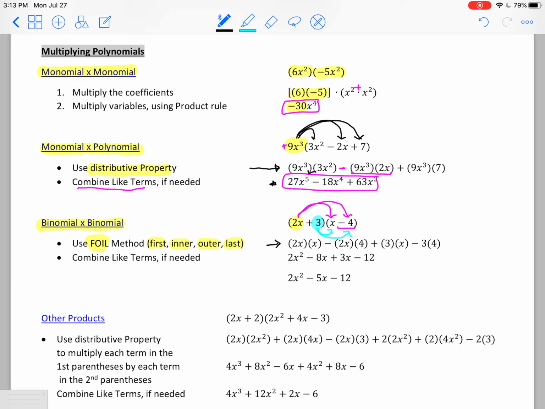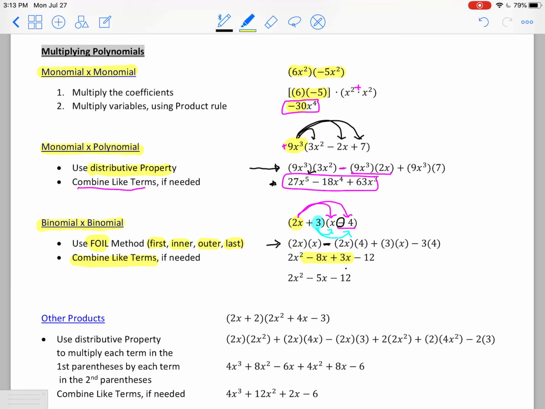But we've got the 2x times the x is going to give us our 2x squared. Once again, I just took this minus sign here and pulled it right out and set it right out front here. Okay, so I've got 2x times a 4 basically, which is going to give me my -8x. And then we've got 3 times x, which is 3x, and I pulled that negative again out, so -3 times 4 is 12.